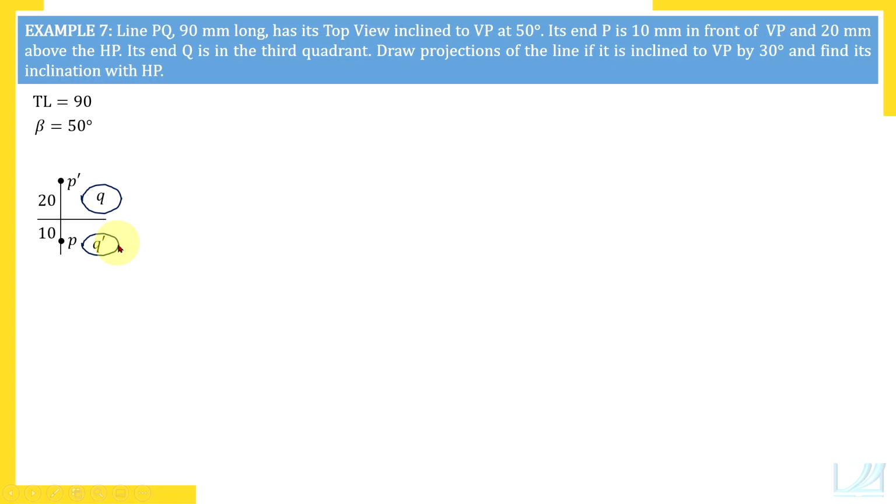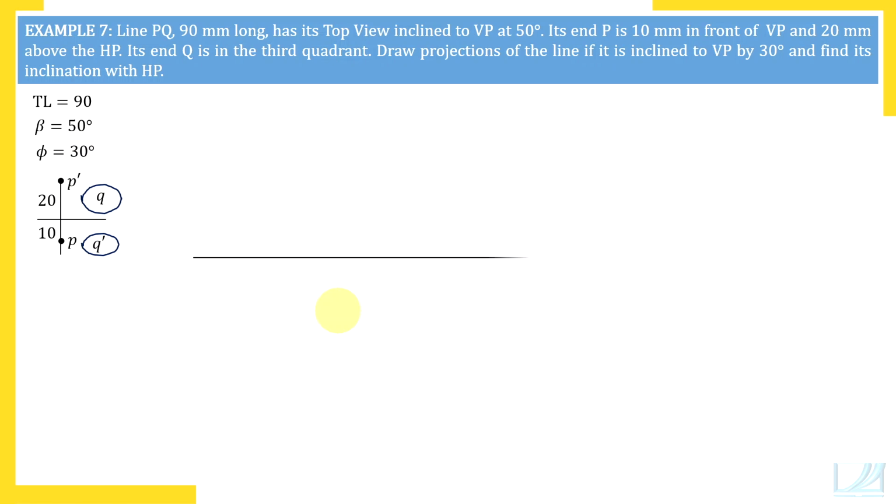We don't yet know the distances or exact position of Q and Q dash. That's why I made a circle. But at least we are sure that the top view is above and the front view below. Draw projections of the line if it is inclined to VP by 30 degrees. Line is inclined to VP by 30 degrees. That is phi given in this problem. So phi is 30 degrees. So true length is given, beta is given, that is top view inclination, and this is true length top view inclination. Both are top view inclinations, and the other end is in the third quadrant. So the top view angle is to be measured upwards. So both these angles we are going to measure upwards.